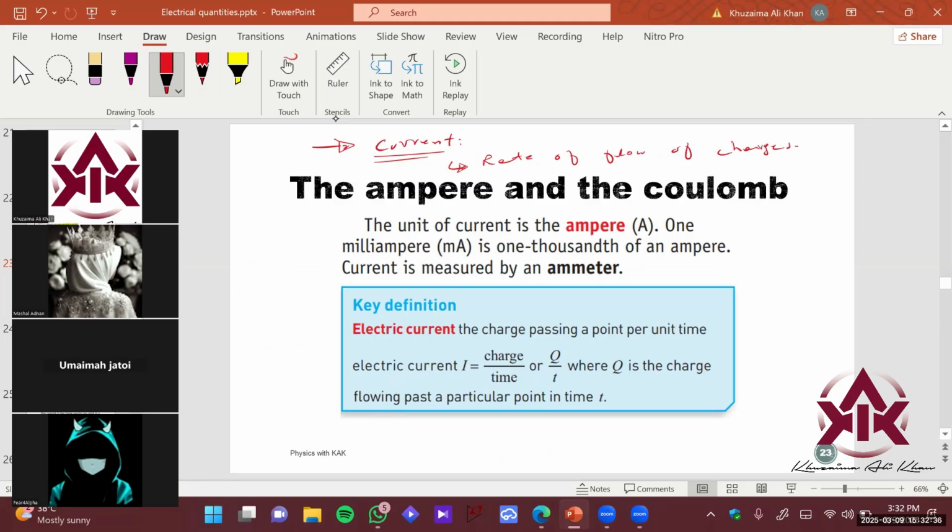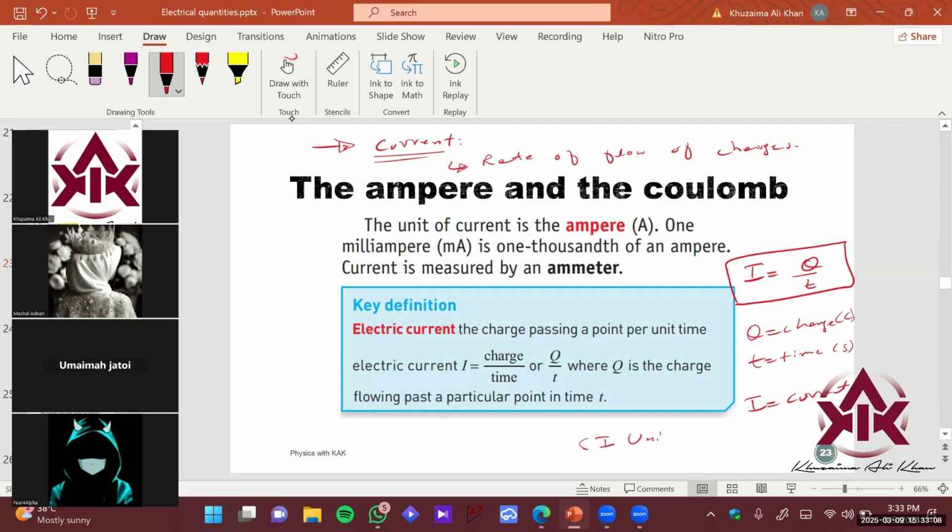formula, the formula for current is basically Q upon T. You can just write capital Q since it is used by a book. It's capital Q over T. This is the formula for current, where Q is charge, measured in coulombs, and T is your time, measured in seconds. And I is current. The SI unit for current is basically what?